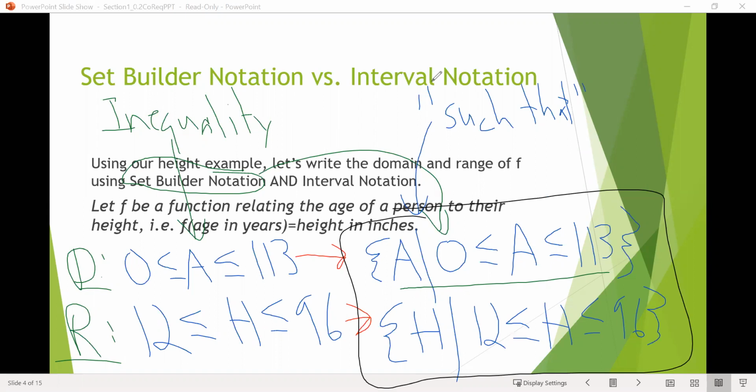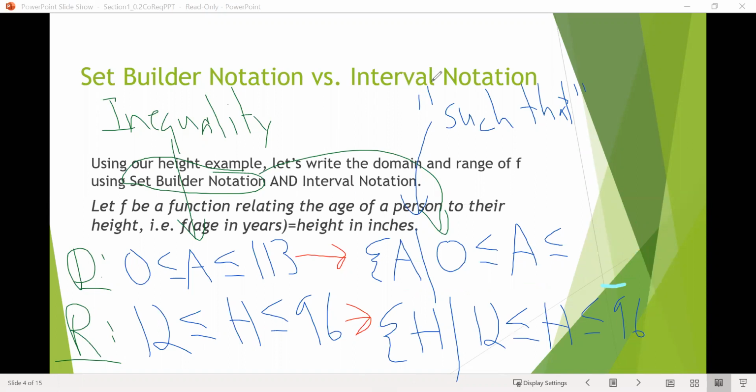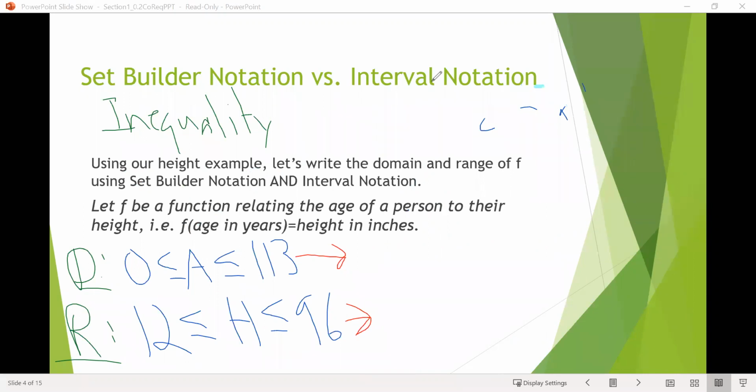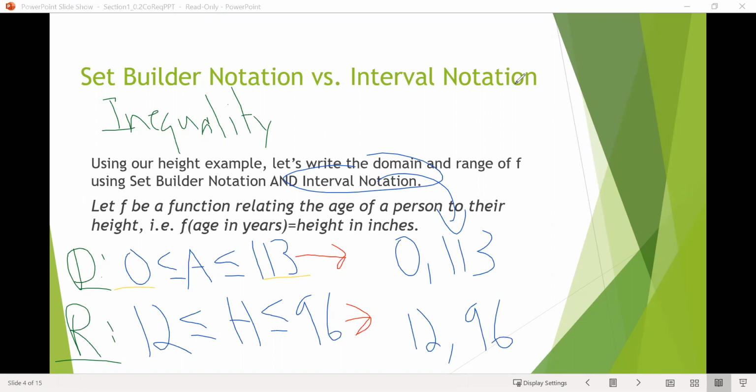The other thing we'll relate this to is interval notation, which we have already done some work with, so hopefully that won't be too difficult. If we're going to do this in interval notation, again we have compound inequalities here, so we have numbers at each end. So we can just write our interval notation by using those. So 0, 113 for the top one, and 12, 96 for the range.